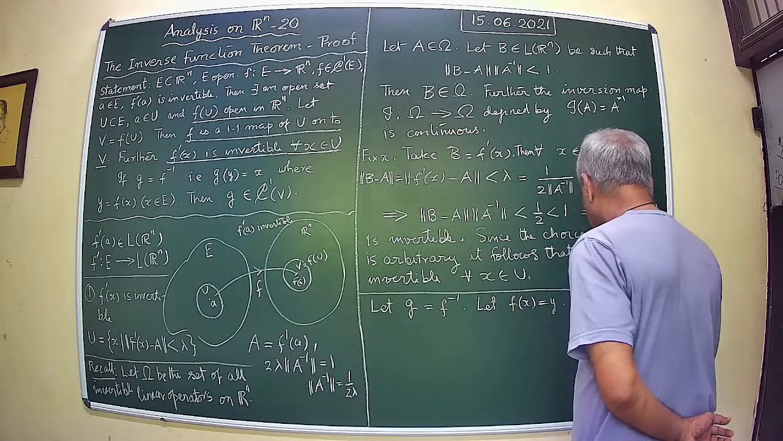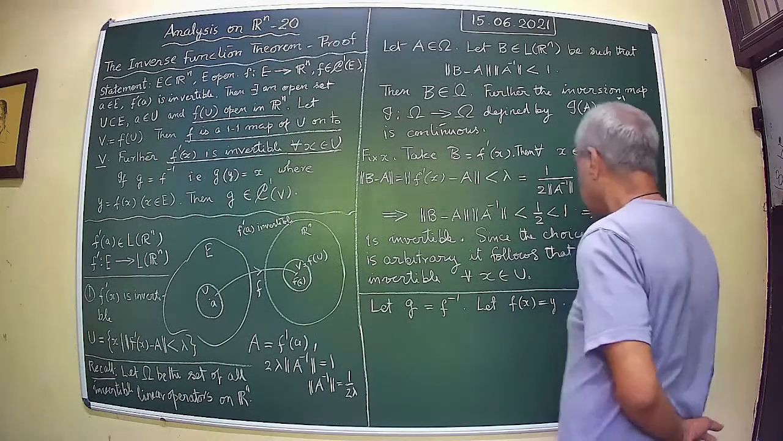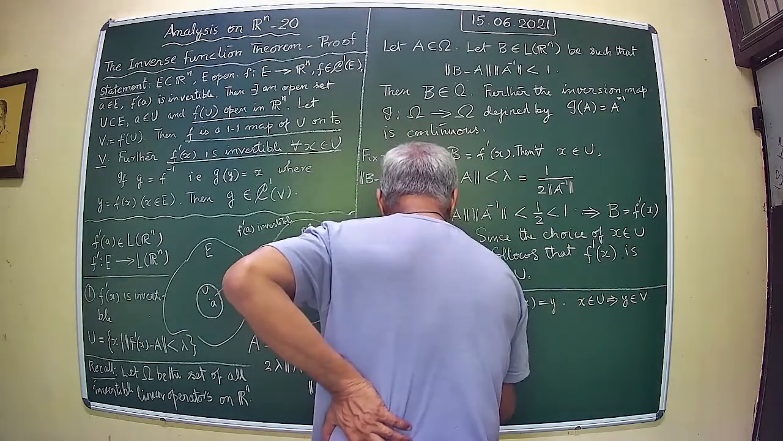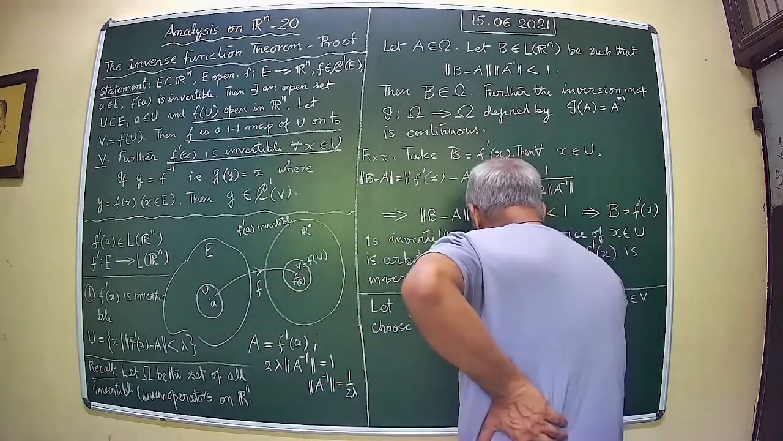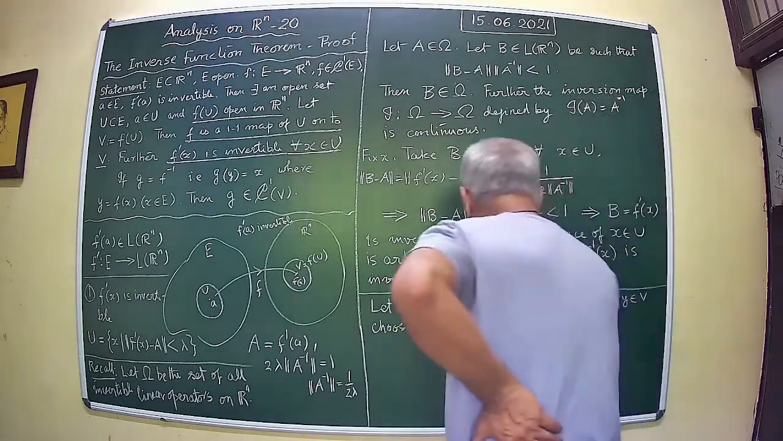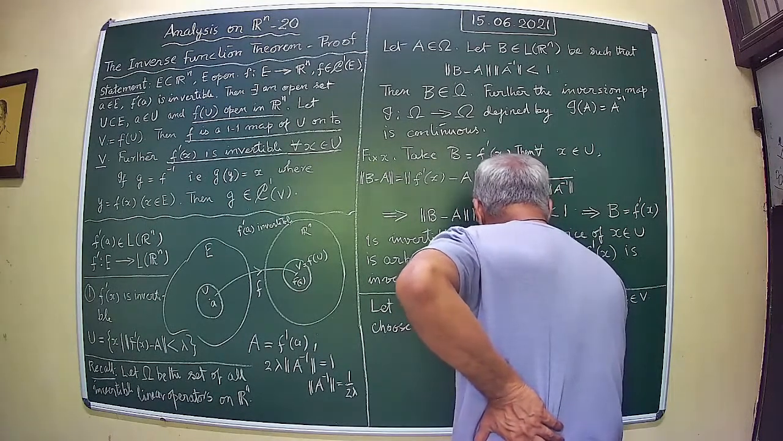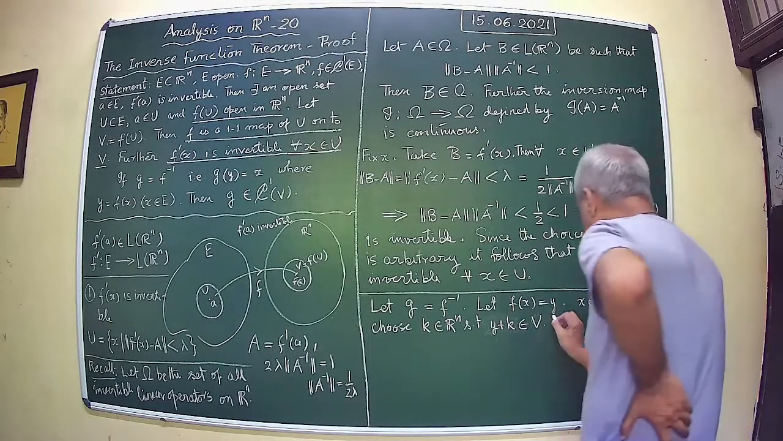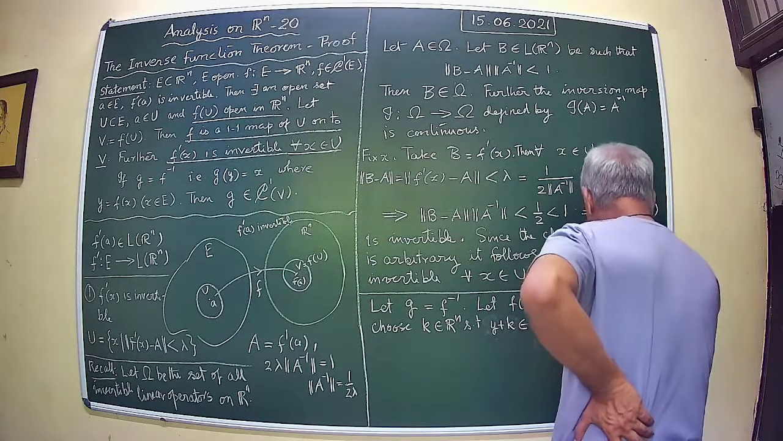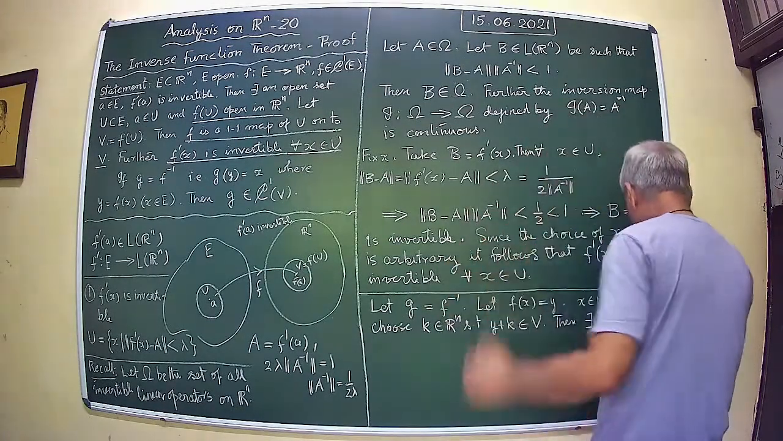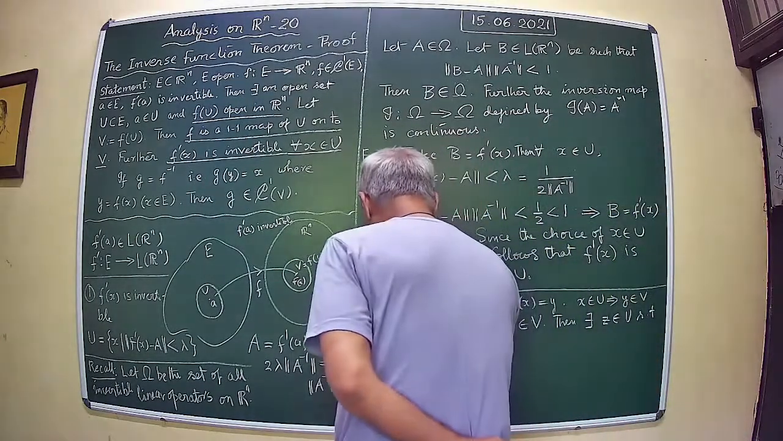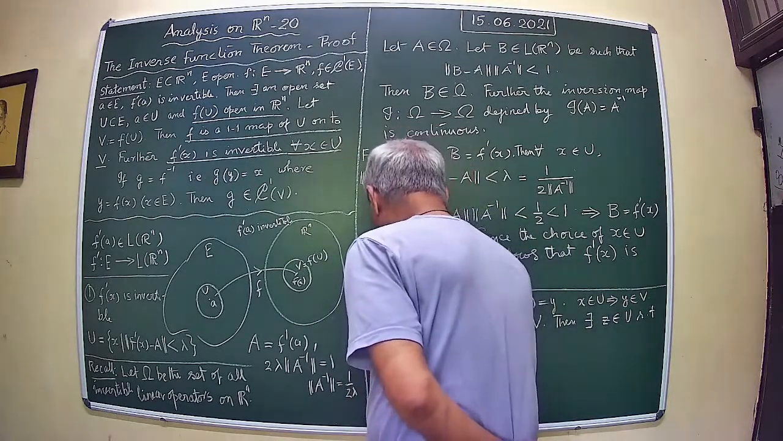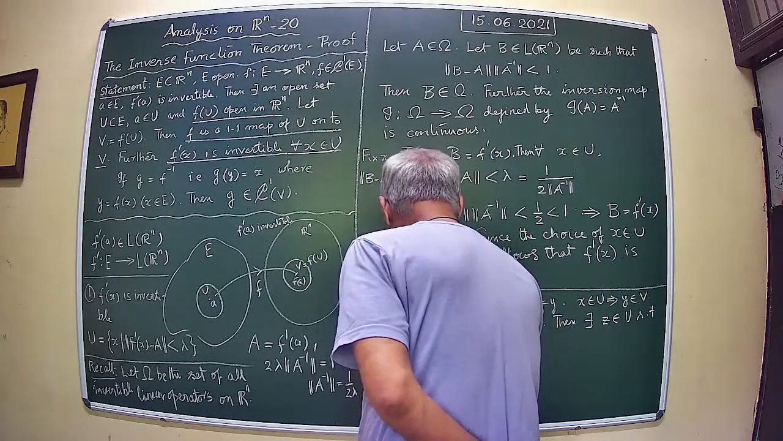For x belonging to U, V. And choose K such that y plus K belongs to V. Then there exists some Z belonging to U such that f of Z equal to y plus k.